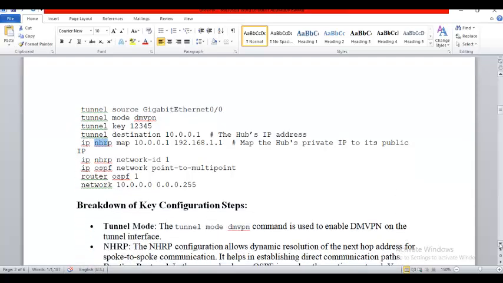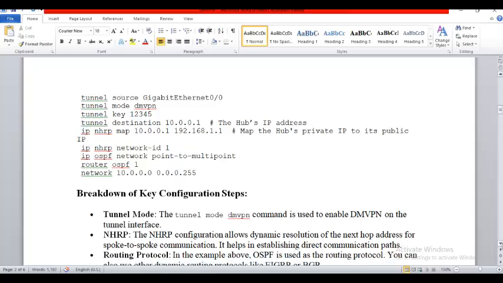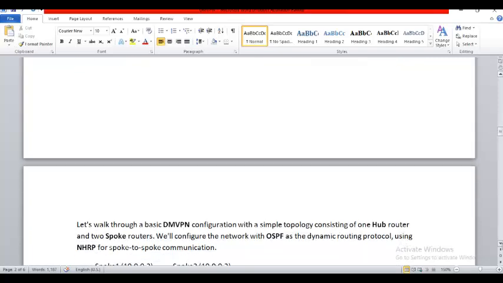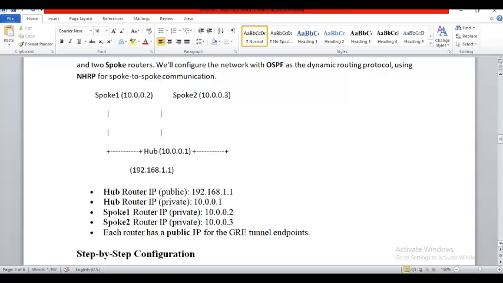Now let us go to one example. This is also an example only. I have some better example. You see, you have two spokes and one hub. The hub's public IP address is this. It's a private IP address, you and me know, but in this document, that is how they have written. So 192 is considered as public. This is the tunnel IP address.